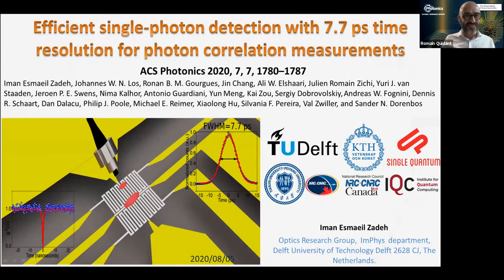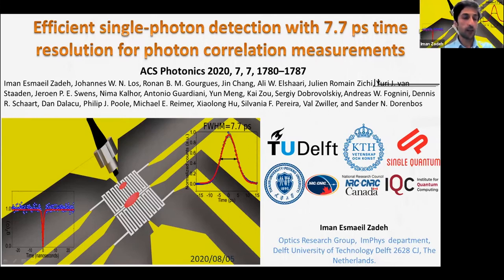Iman, please. Hi, thank you for the introduction. This is Iman Esmaeilzadeh from Delft University of Technology in the Netherlands. I'm presenting our work, as was introduced, on efficient single photon detection with high time resolution. It's a work with a lot of partners from three different continents, so I'll try to go very quickly through it.